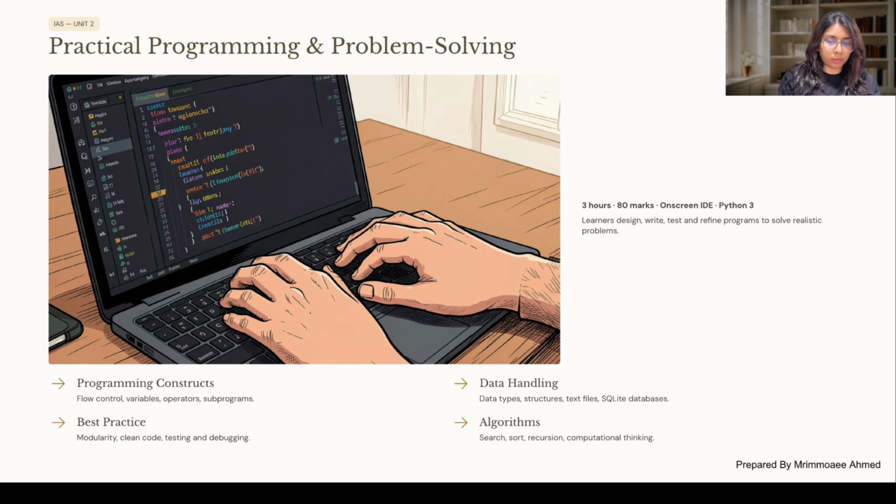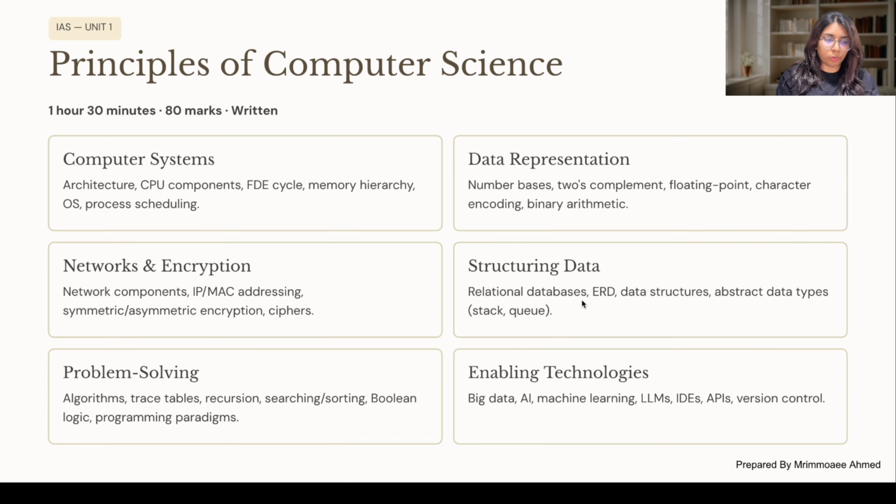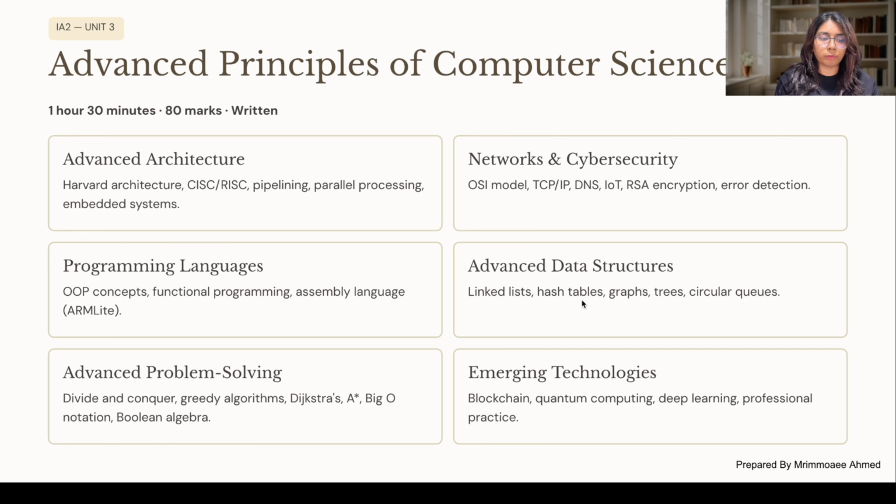Okay, so we will continue with A2 now. So unit 3. Unit 3 is the first unit of A2 basically. Here you will also get 1 hour 30 minutes, 80 marks, and it's written. That means it's all theoretical here. The first topic you will get is advanced architectures. We already learned something related to architectures before in unit 1, but here we will learn about the Harvard architecture, and we will also learn about CISC and RISC.